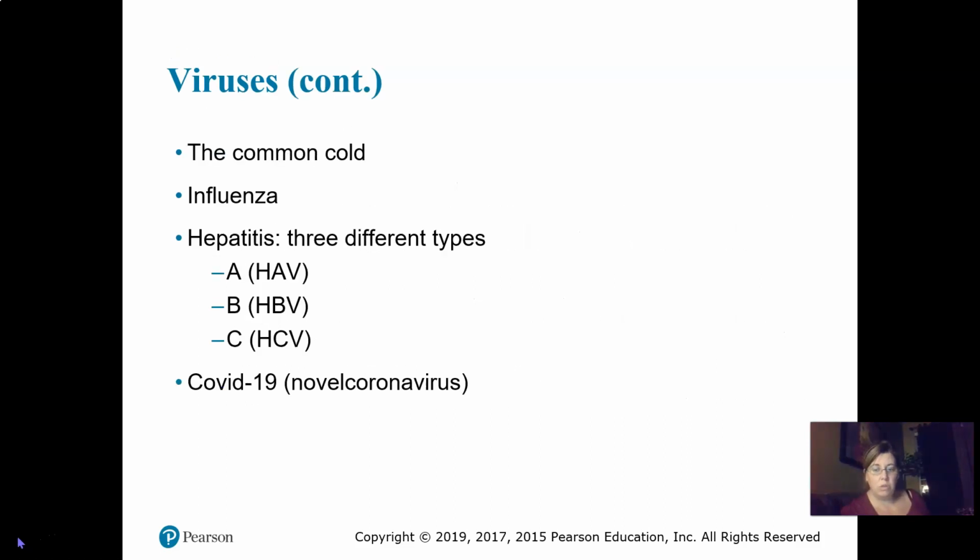The common cold is an example of a viral infection, and 10 to 40% of all colds are caused by rhinovirus. 20% of colds are caused by coronavirus. The coronavirus is not something that's new. Colds are endemic. They're always present throughout the world and increase in prevalence when the weather turns cold and people spend more time indoors.